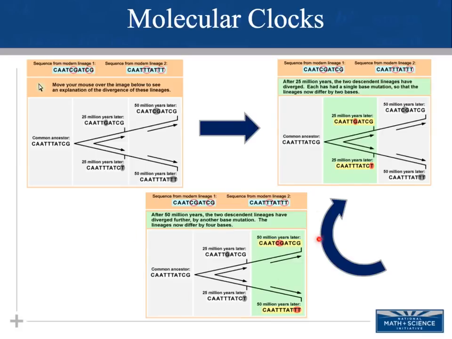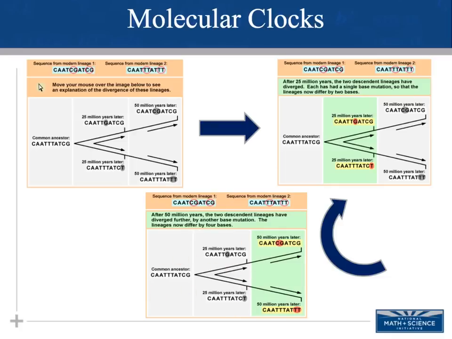This picture showcases a particular gene, and this part of the diagram shows the common ancestor. Note that after about 25 million years, we have two descendant lineages that have diverged from this common ancestor, one going this way and one going that way. Each lineage had a single base pair change, so a single mutation took place, and now these guys differ from the original ancestor by two bases. There's a difference here and a difference here, and they both differ from this common ancestor.